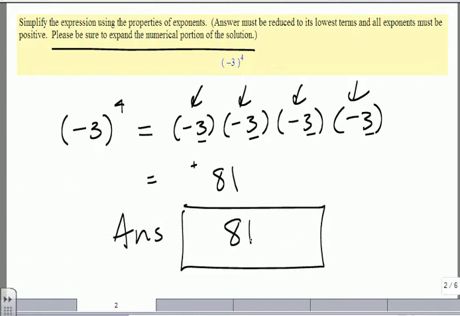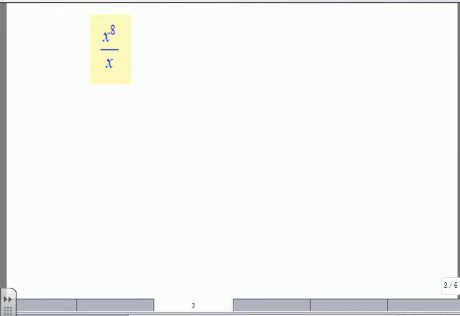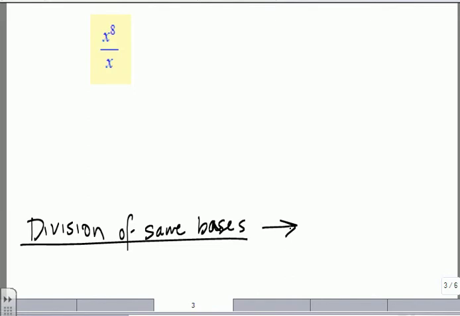Okay, let's do another one. The problem is x to the 8th over x. Oh, I got to tell you, there are so many different ways to do this problem, but let's just do it one way using one of our shortcuts. So we have to identify what exactly is happening here. We have division, and is it division with the same base? Yeah, division of same bases. So the shortcut was, when you have division of same bases, what do you do? You subtract the exponents.